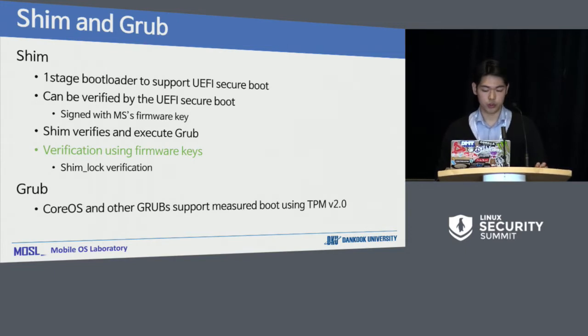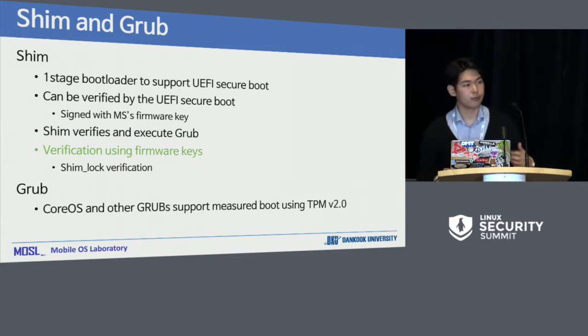And next, we use the shim and grub bootloader to maximize Linux compatibility with UEFI secure boot. Shim is a first stage bootloader for Linux to support UEFI secure boot. A good thing about the shim is that it can be used to verify executed binaries from the grub by using the shimlock verification function. Shimlock protocols are basically protocols that allow a grub bootloader to communicate with the shim bootloader.